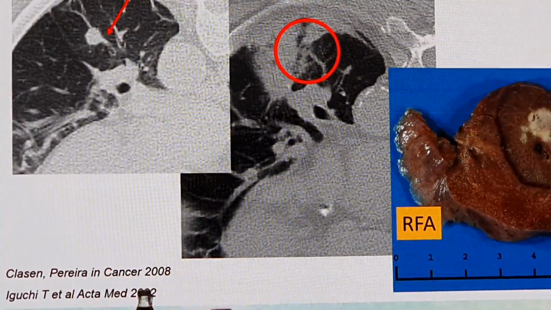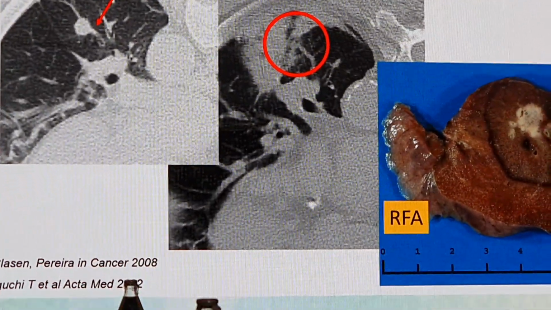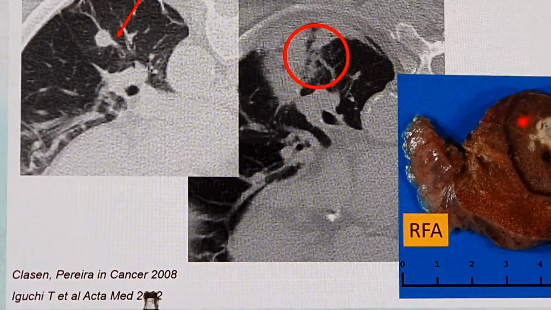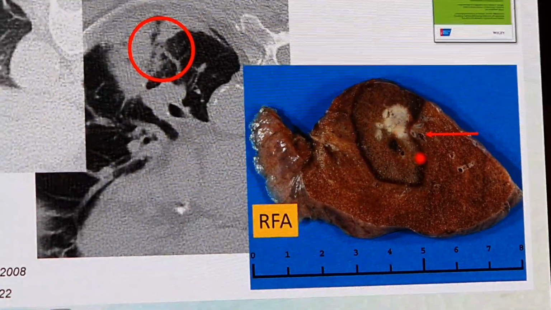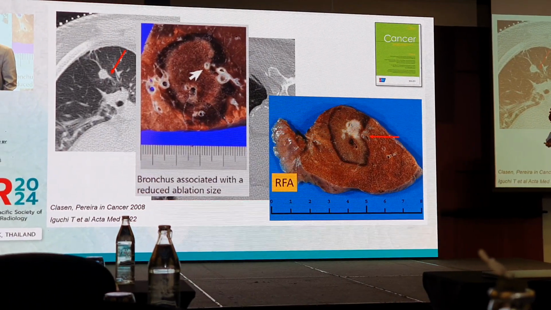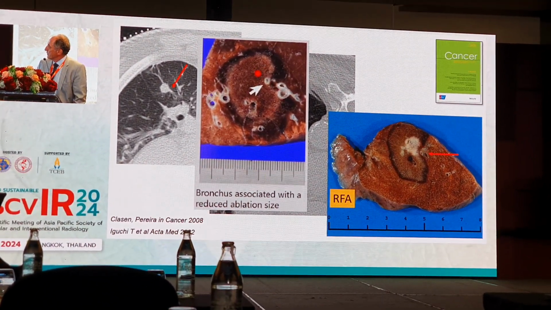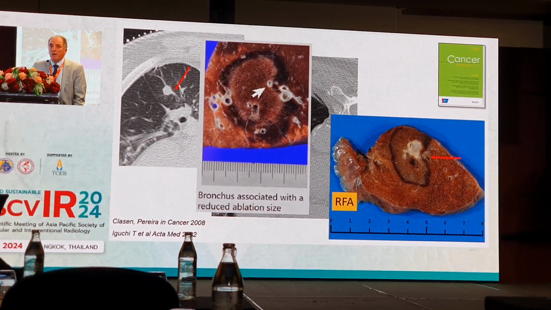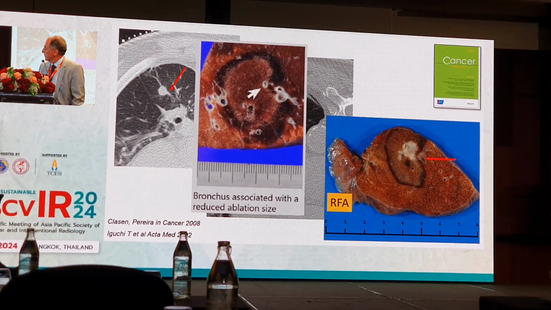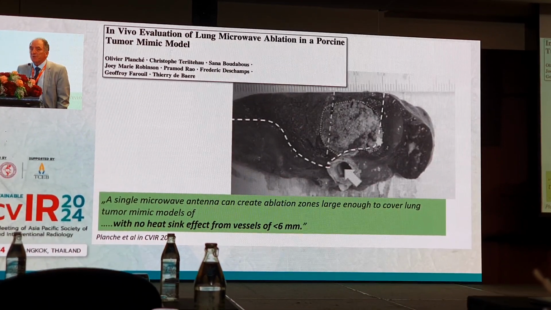3 days after the ablation, the histopathologist looked at the shape and the deformation of the shape of the coagulation, and you see that there is a strong deformation of the shape of coagulation here if you are close to a large vessel. And Dr. Higuchi demonstrated the same problem when you have bronchi. Large bronchi will also lead to this deformation of the shape of coagulation.